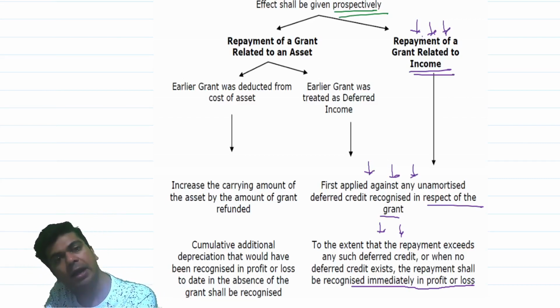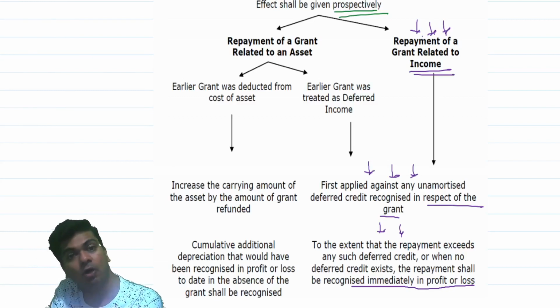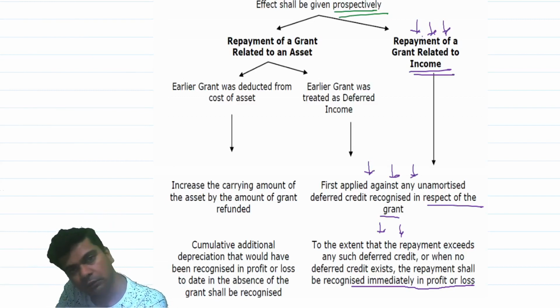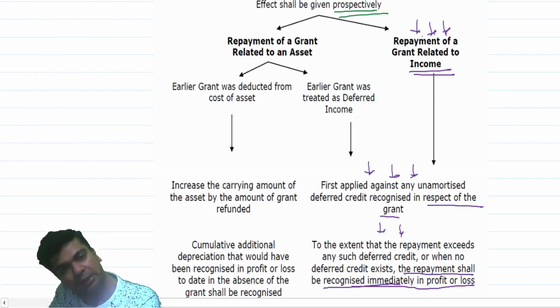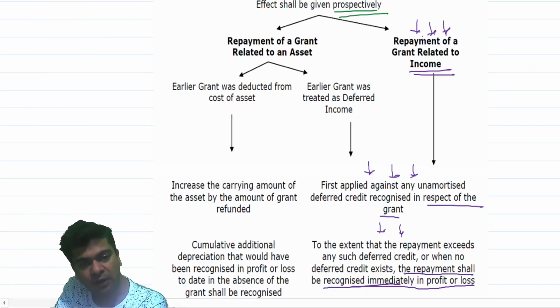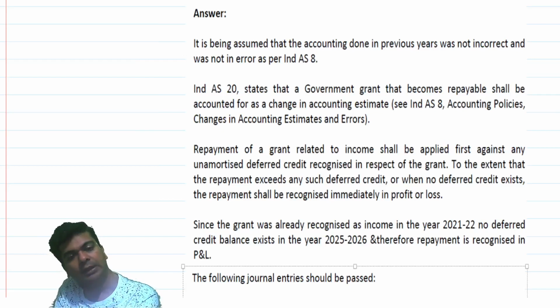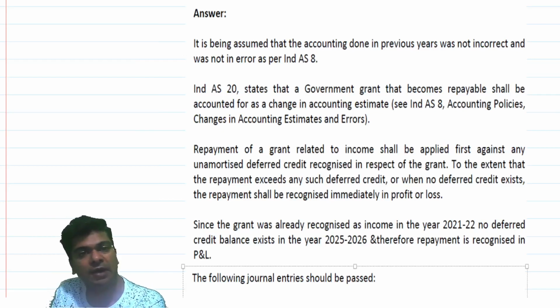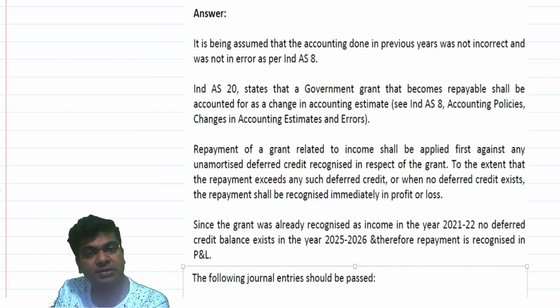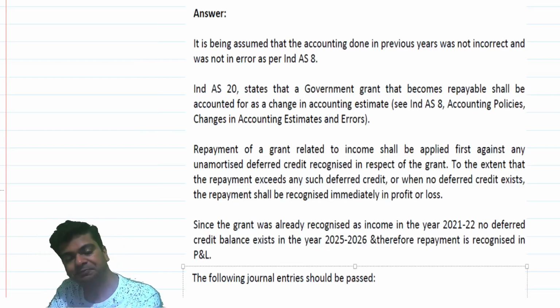If no unamortized balance is available or it is insufficient, then the government grant should be refunded through the P&L. The repayment will be recognized immediately in profit or loss. That is what we will have to do over here. This 10 crores that you are refunding in 2025-26 will be routed through the P&L.